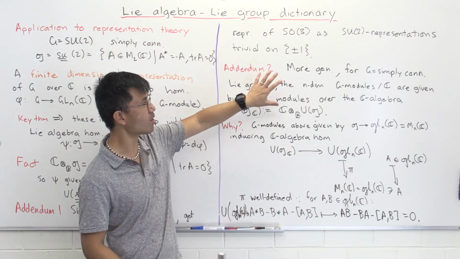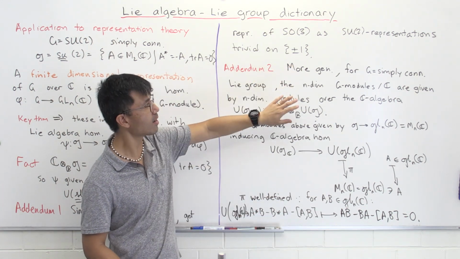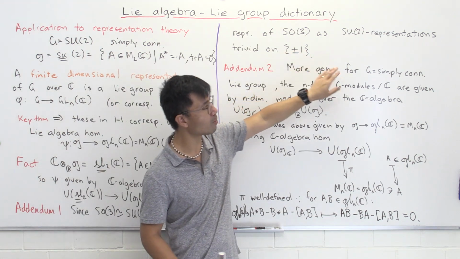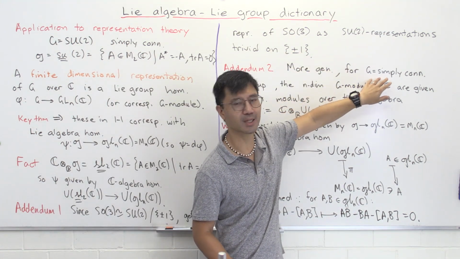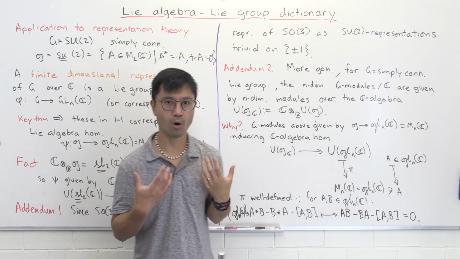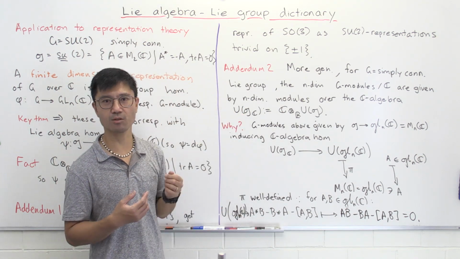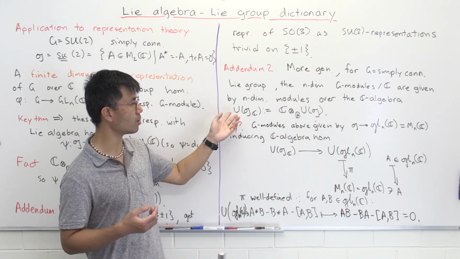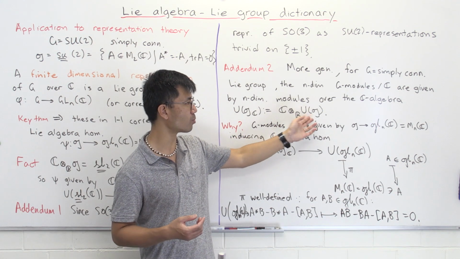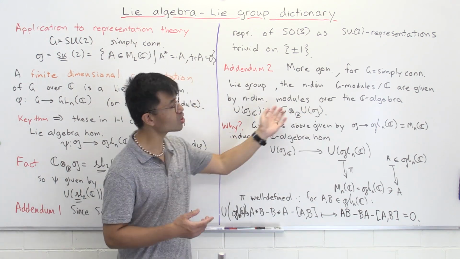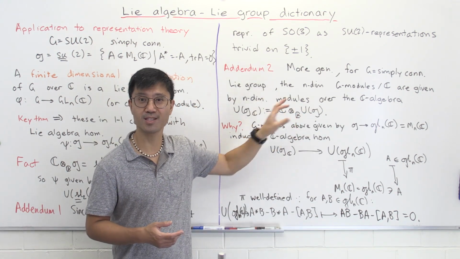So at the end of the day, what this addendum really tells you is that if you want to look at finite dimensional modules over some simply connected Lie group G, all you have to do is you complexify the Lie algebra, look at its universal enveloping algebra, or you just look at the universal enveloping algebra and you complexify it, and you just look at finite dimensional modules over this algebra.